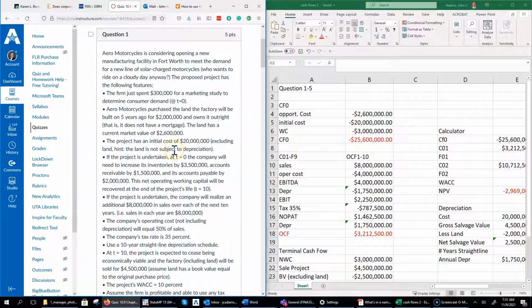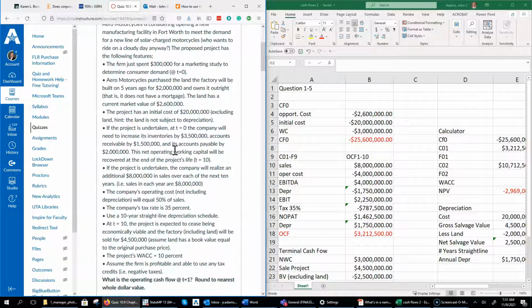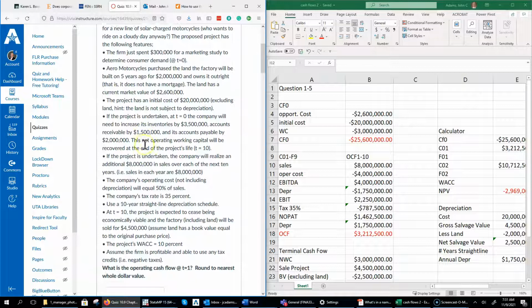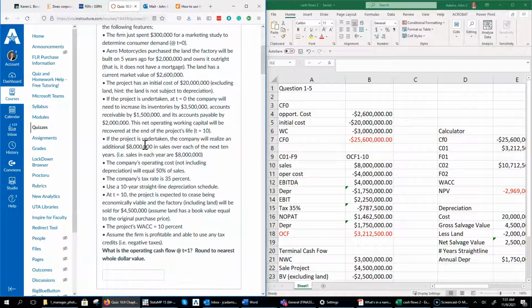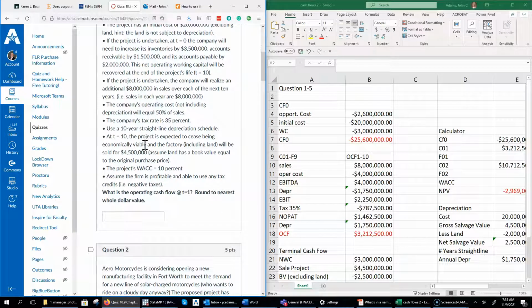We're told that excluding land, the project has an initial cost of $20 million. Now, we can't depreciate land, so this is going to be the cost that we can depreciate each year on an annual basis. And if we do the project, we have to make some investments in net working capital. So we've got to increase current assets, inventories, and accounts receivable. That's going to be offset by the accounts payable. And we're going to assume that all this investment in net working capital, we're going to recover at the end of the project's life.